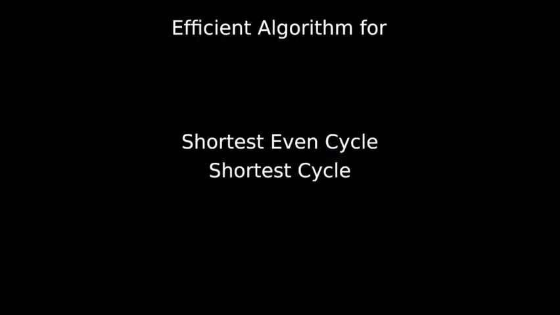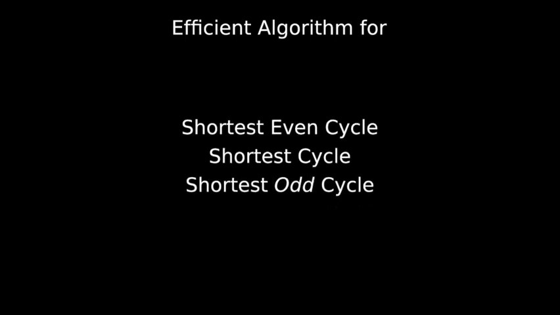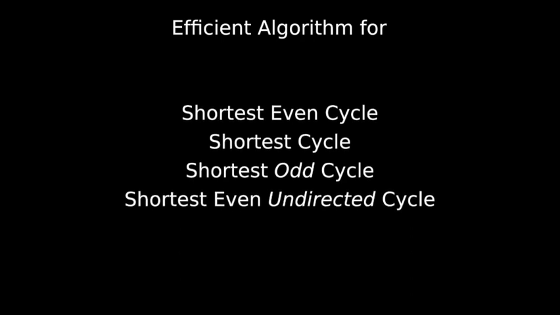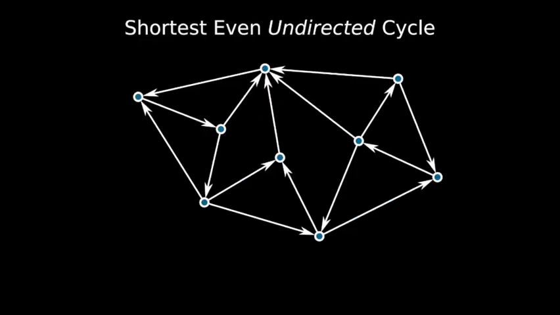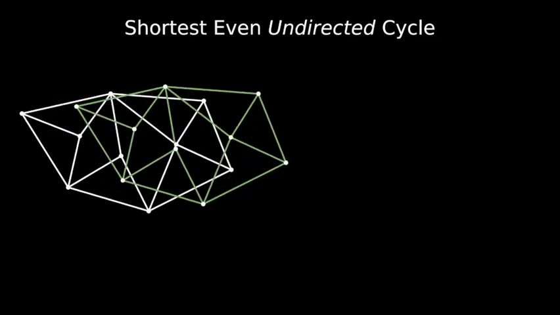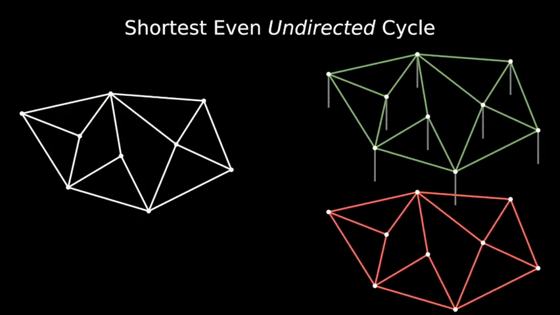Let's briefly go back to our overview of problem variants. We saw that the shortest cycle problem is easy and that we got the shortest odd cycle problem for free. Let's look at another simplification, the shortest even undirected cycle problem. Back to our graph, and let's get rid of the orientations. Take two copies of the graph and connect each vertex to its copy with those gray edges.